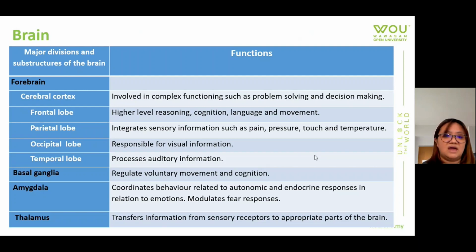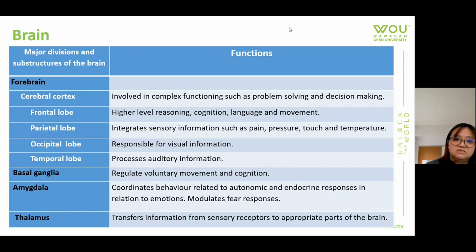So besides that, we also have the basal ganglia, which regulates voluntary movement and cognition. We have the amygdala. The amygdala is responsible for all the autonomic and endocrine responses. So for the hormone release, all these things are related to the amygdala. And the amygdala is very important for human survival. It helps us to create the fear feeling, to sense fear, and we will start to run away or something. This is for the basic functions of human survival.